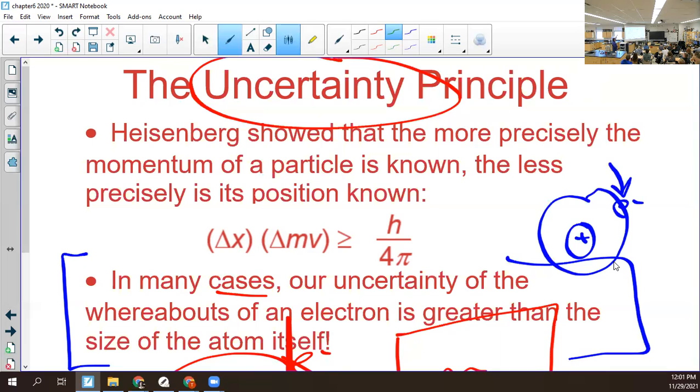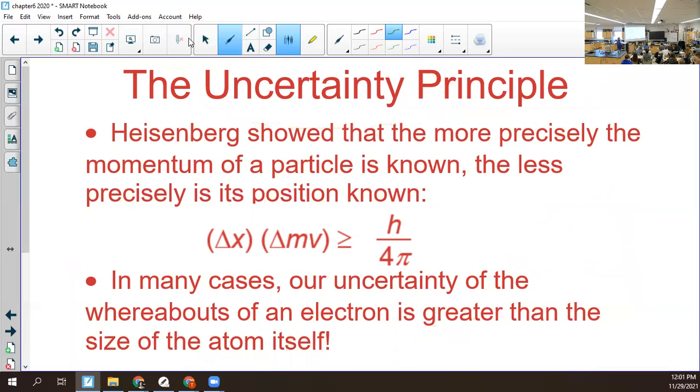Heisenberg showed that the more precisely the momentum of a particle is known, the less precise its position is known. Don't write this down. You don't need to know this. But what he's saying, momentum, it's just easier to say it's speed. They're related. Momentum is your velocity times your mass, but whatever. So he said, the more you know the speed, the less you know where it is. And I want you to think about something. Think about the last time you got a speeding ticket.